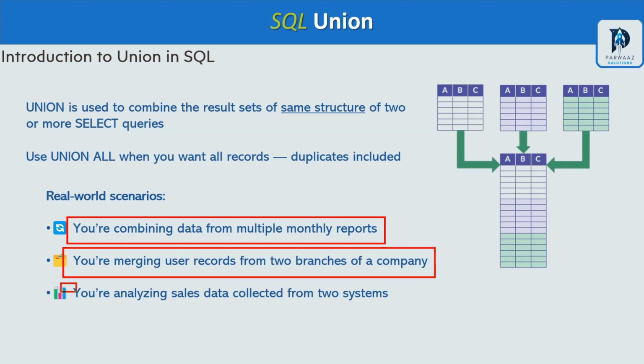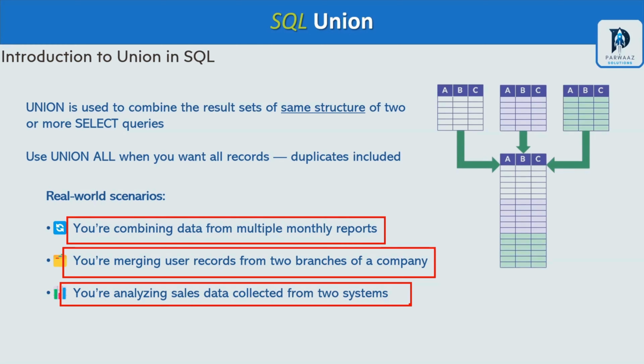The third scenario could be when you're analyzing sales data collected from two different systems. For example, all the archive data or old data is maintained in an Excel sheet, and all my current data is in my SQL database, for example, a PostgreSQL database. So in that case, we need to combine the data from the two different systems to get our required information or to generate the report.